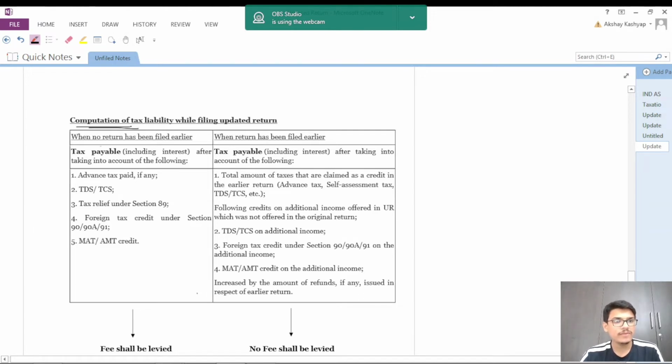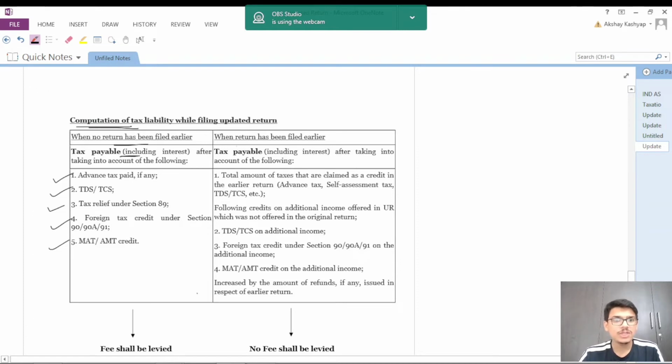Now first let us look at where no return of income has been filed. If no return of income has been filed, then the normal tax that you have to pay shall be paid after taking into account the following items: the credit of advance tax that you have paid, TDS, relief under 89, foreign tax credit, and MAT and AMT credit. All these amounts have to be considered, and after that whatever is the tax payable, including interest, is the normal tax that you have to pay. This is the similar computation that you normally do.